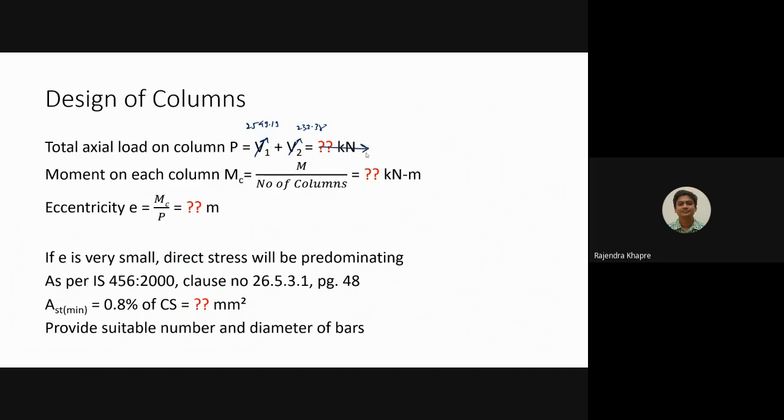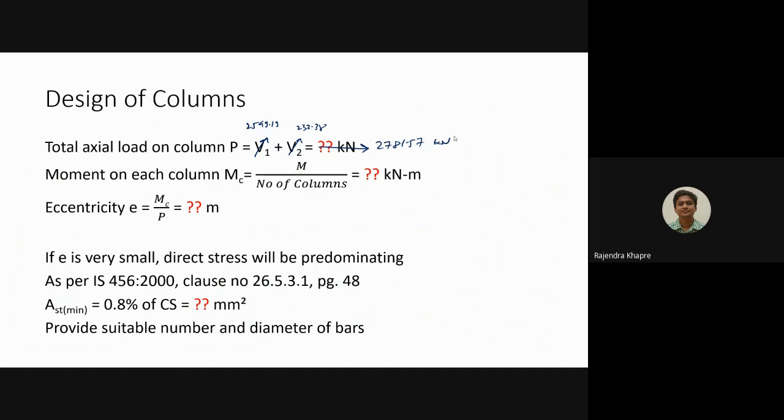How much is the actual load now in the column? 2781.57. This is in kilonewton. Okay, so now this is the combined effect of the gravity loading as well as the loading due to the bending. Now quickly see the moments now.